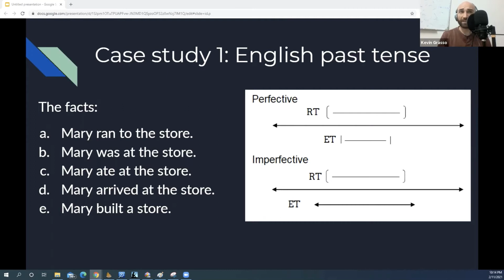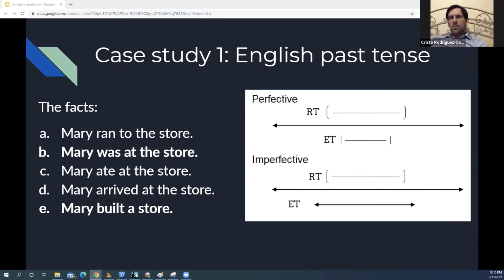Mary arrived at the store. So again, B and C are data points that suggest imperfective. Mary arrived at the store. She has to actually get there, right? And Mary built a store. The store has to be finished being built. So all of this data, right, the facts are that we have different aspectual interpretations with this past tense form. So the issue is, how do we account for this?